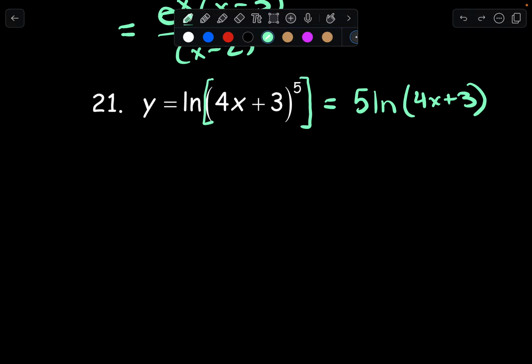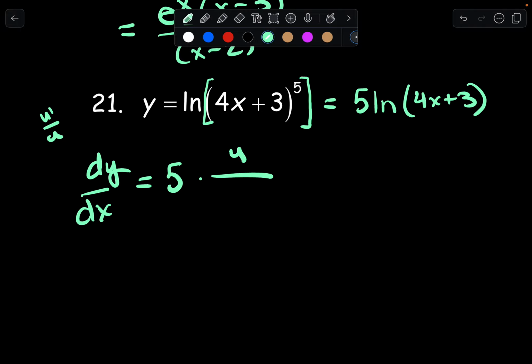So instead of using the chain rule, we're still using chain rule, okay? But it's one less chain rule that we have to use. So if we do dy dx, I have my 5, that's a separate entity. I will still use u prime over u, since I'm differentiating a natural log, u being 4x plus 3. So the derivative of 4x plus 3 will just be 4, and then u is 4x plus 3. And this can be rewritten as 20 over 4x plus 3.